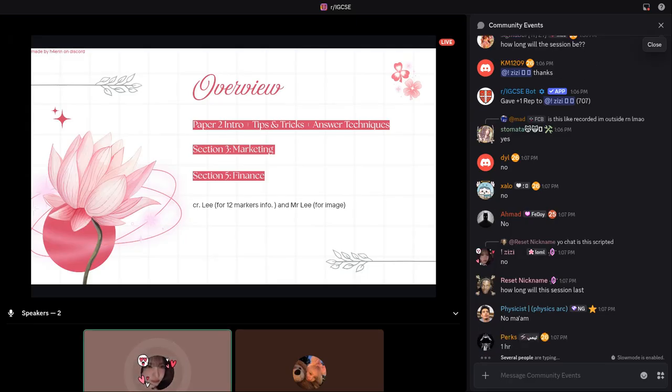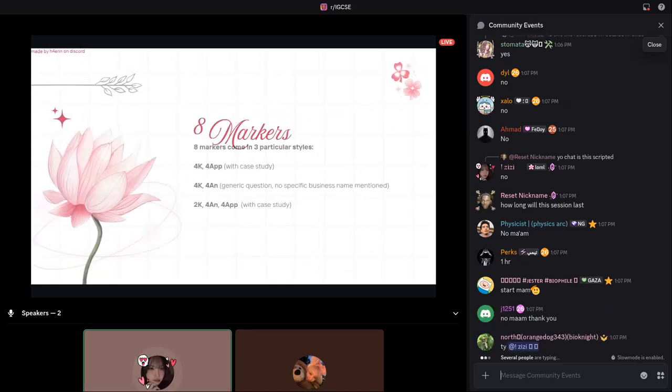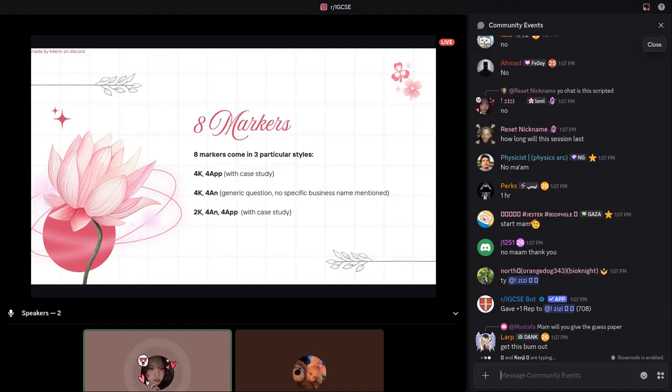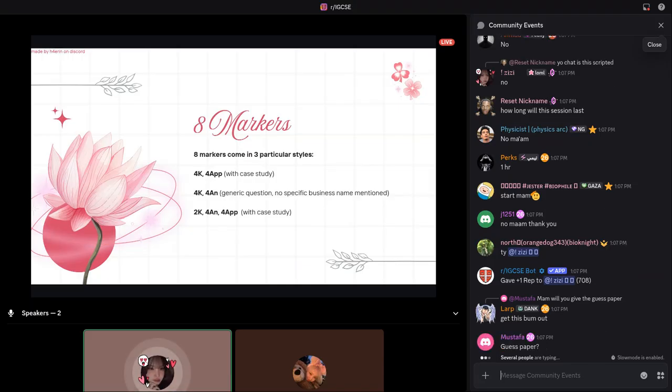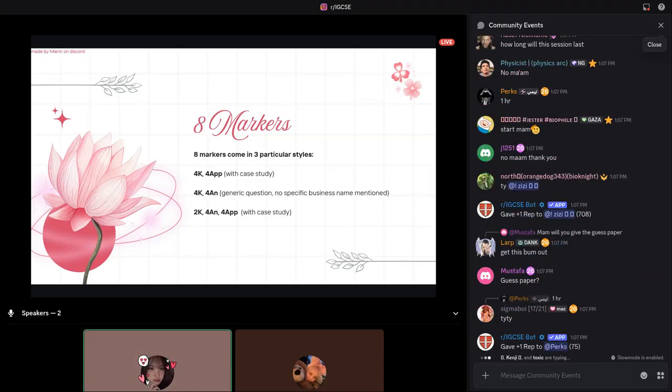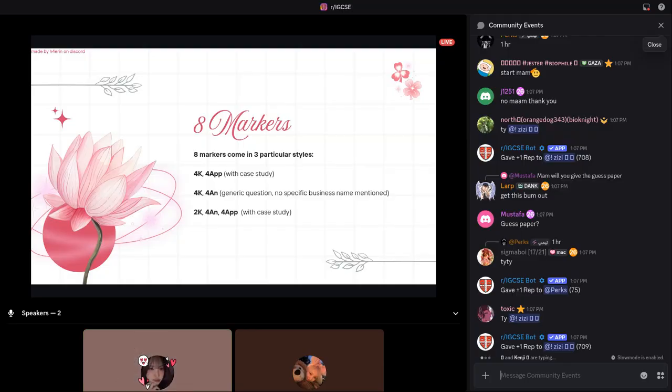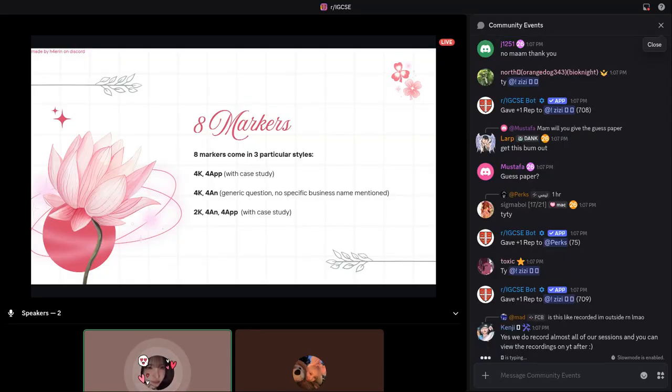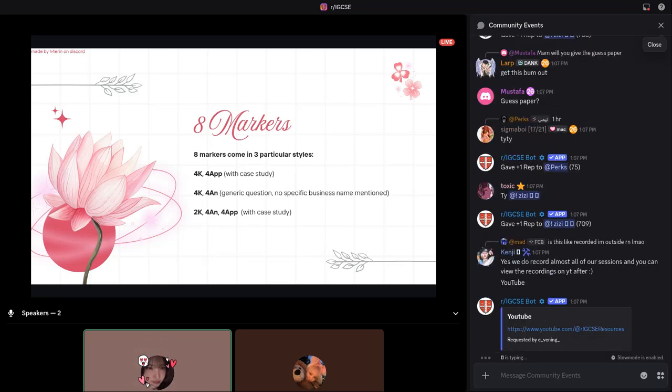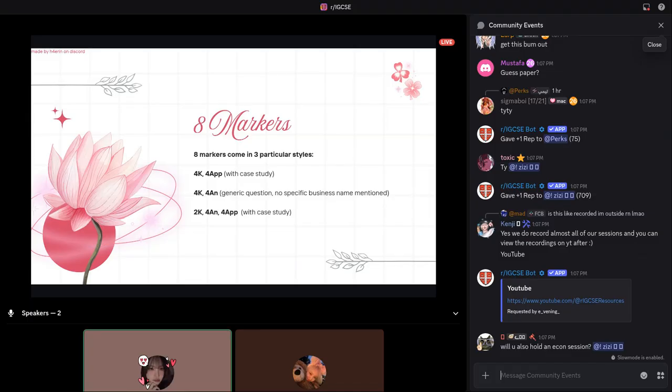All right, so I'm first going to talk about 8 markers. I'm sure most of you know 8 markers, they come in 3 particular styles. The first one is 4 knowledge and 4 application, which is the one with the case study. They may ask, what are 4 entrepreneurship characteristics that, for example, a business name will need? So, if there's a business name, you will have to use application in the case of 8 markers. Next is 4 knowledge and 4 analysis. So it's a generic question. There's no specific business name mentioned. And the last one is 2 knowledge, 4 analysis and 2 application, which is together with the case study.